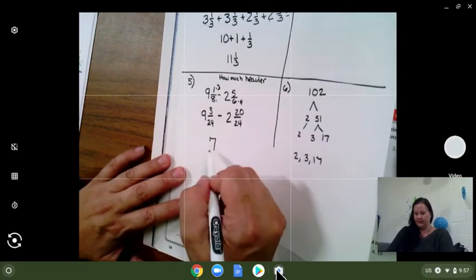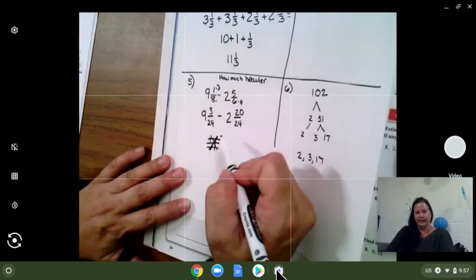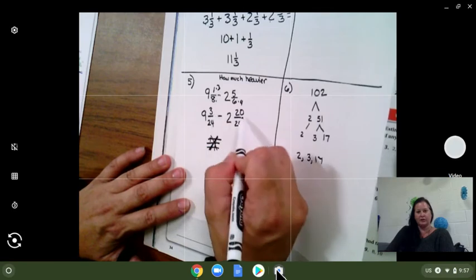Oh, this is a little more confusing. Okay, so let's back up a second. Here, my numerator is smaller than 20.